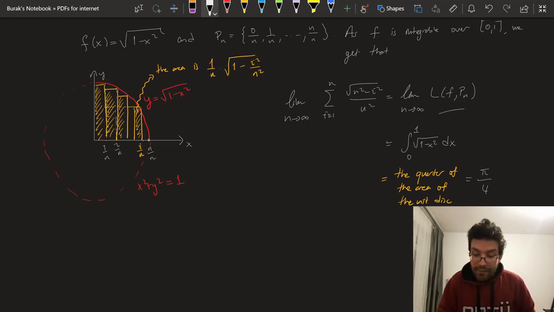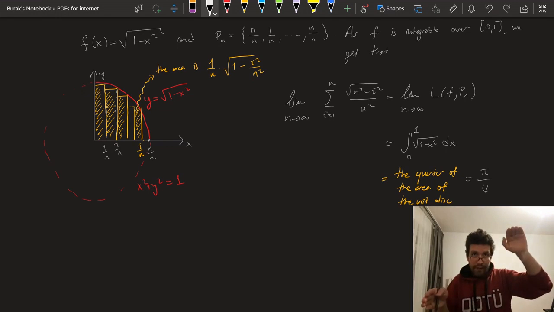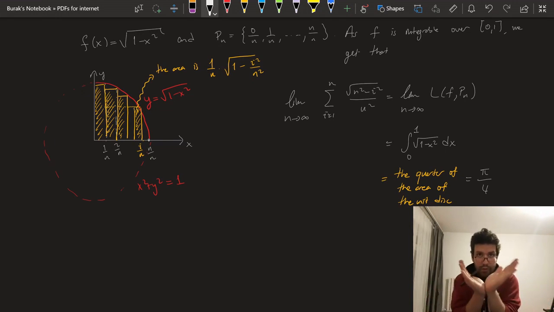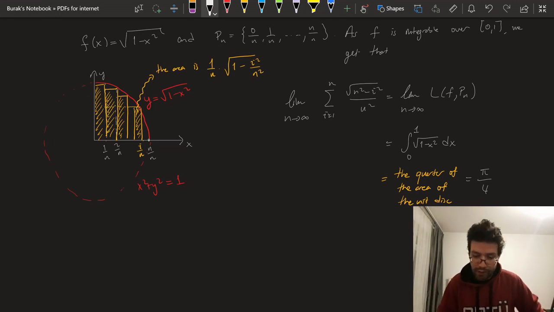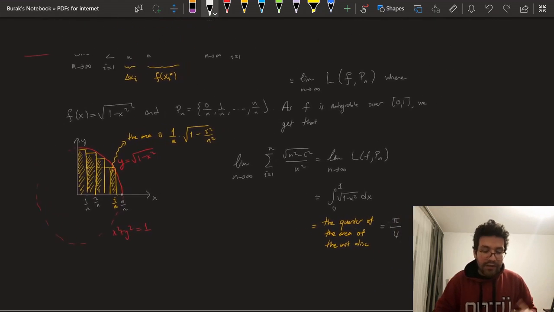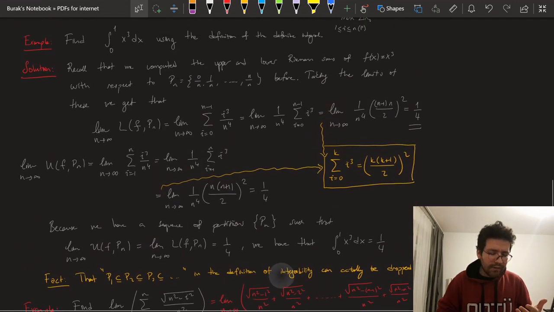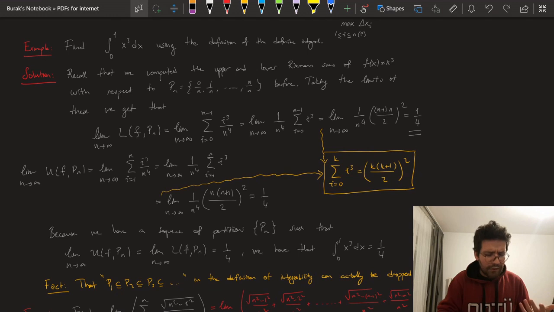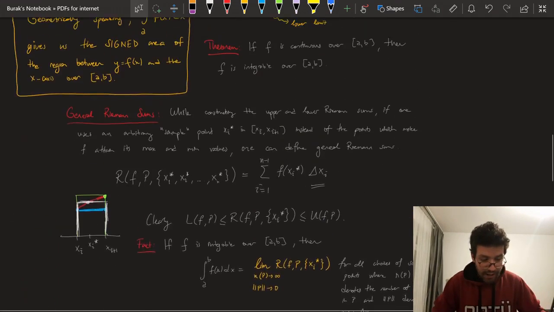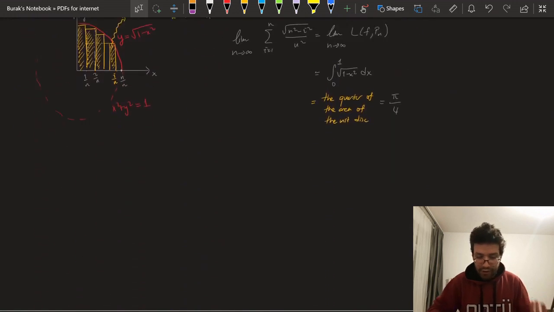So this limit is equal to the integral of this function, which by the geometric interpretation of the integral is equal to the area of the region under the curve. But that's just a quarter unit disk, which has area pi over 4. Okay? You're going to solve more questions like this in your recitation, maybe 2 questions where you compute a definite integral using Riemann sums. I think 3 questions for this lecture should be enough.